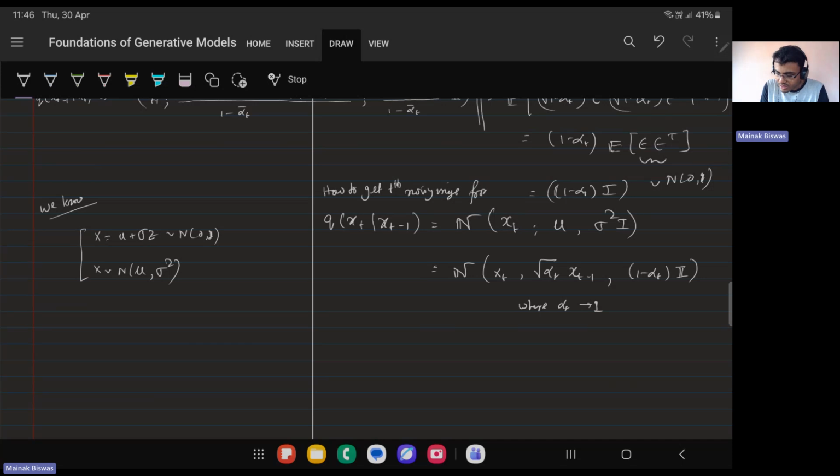from t minus 1. But you can see there's a problem. And if you have identified the problem with this forward process, the problem is that if you have to compute xt, you will have to go through all the points, xt minus 1, xt minus 2, and all the way to x0. And this is very cumbersome, computationally expensive.